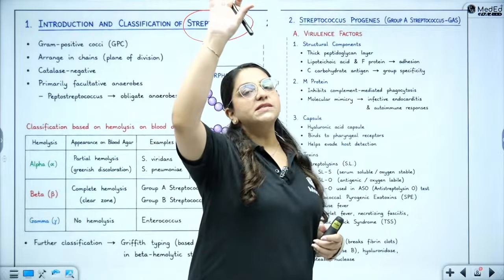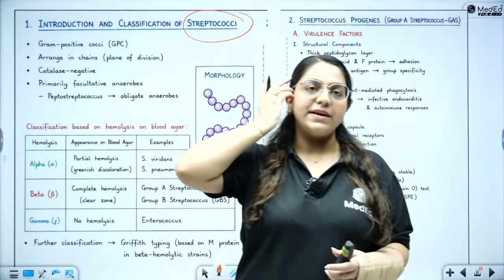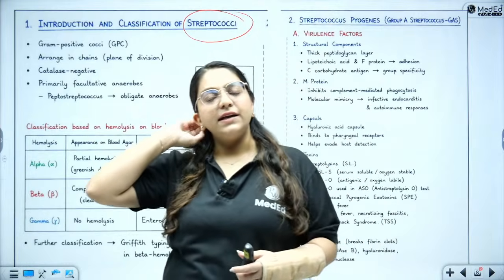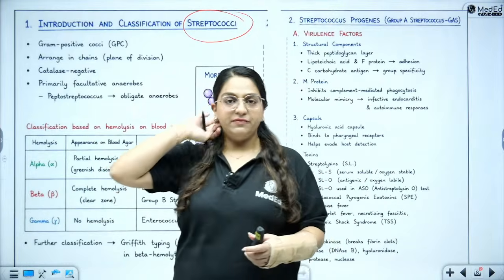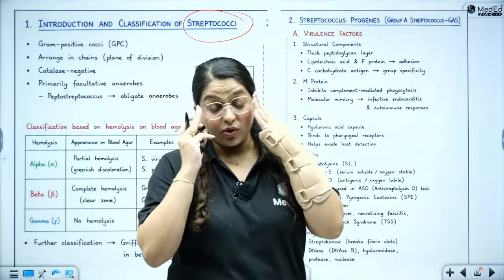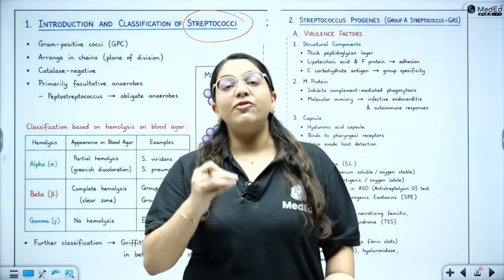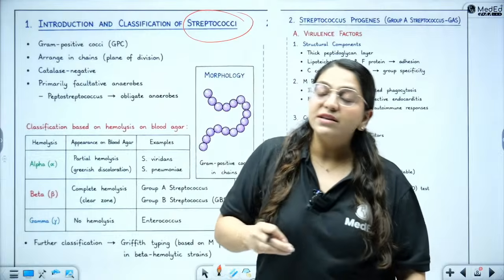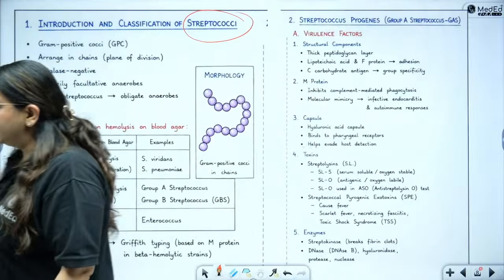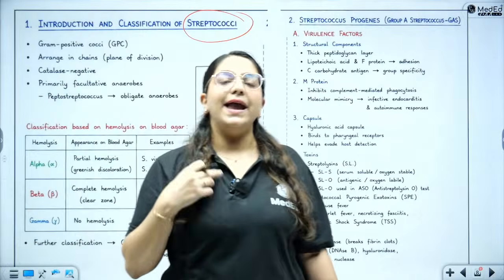Right. So, you know it. Whenever I say GPC, I talk about catalase. If it is catalase positive, it is the Staphylococcaceae family. If it is catalase negative, we come into the Streptococcaceae family. And amongst the Streptococci, we further look at the hemolysis on the blood agar. If it is beta hemolysis, it is beta hemolytic strep. If it is alpha hemolysis, it is viridans or pneumococcus. If it is gamma or no hemolysis, it is Enterococcus.